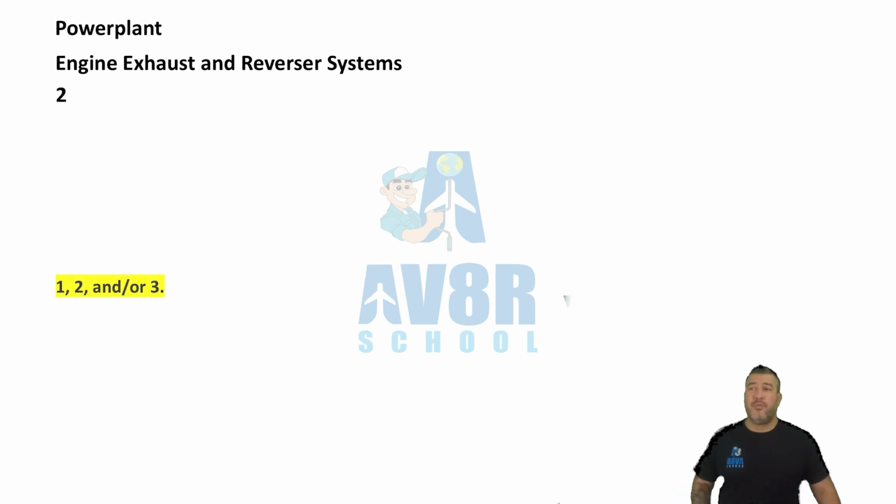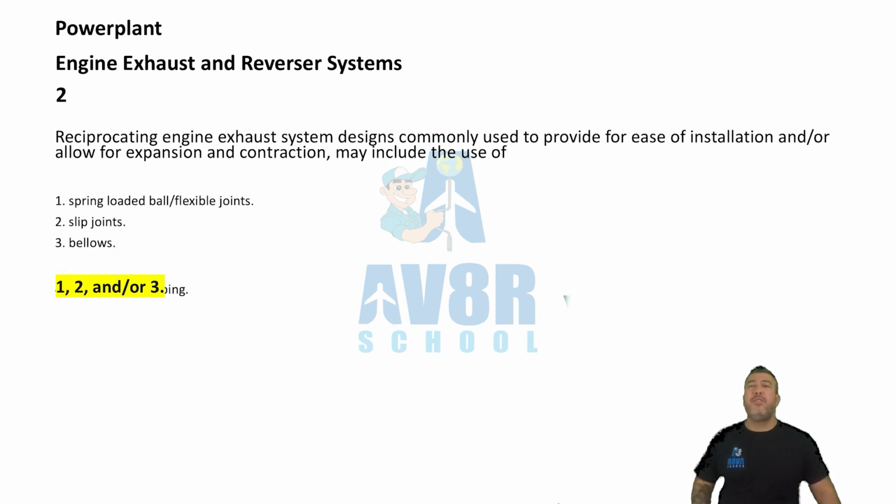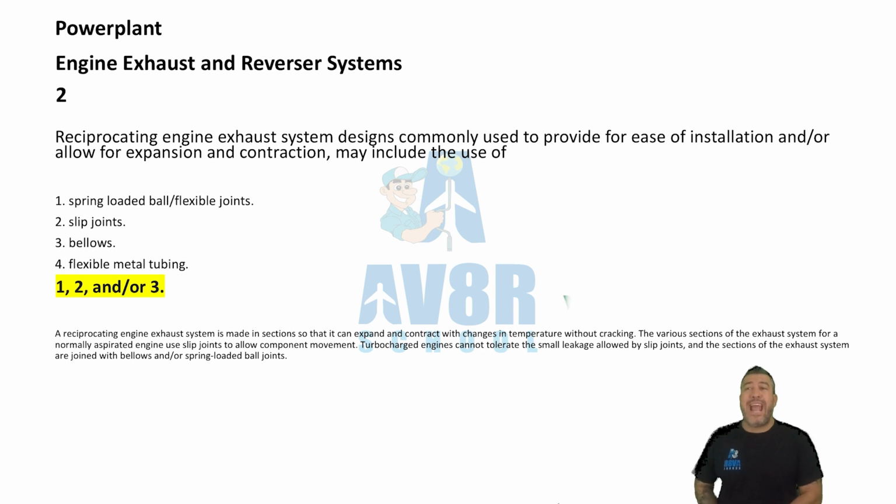All right, question 2. 1, 2, and or 3. So reciprocating engine exhaust systems, designs commonly used to provide for ease of installation and or allow for expansion and contraction, may include the use of 1, spring-loaded ball and flexible joints, 2, slip joints, and 3, bellows.